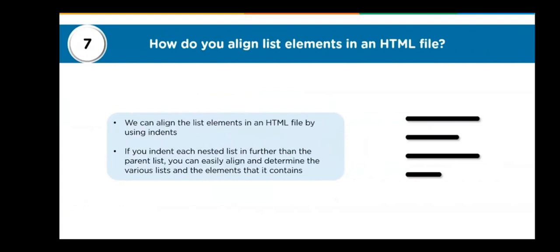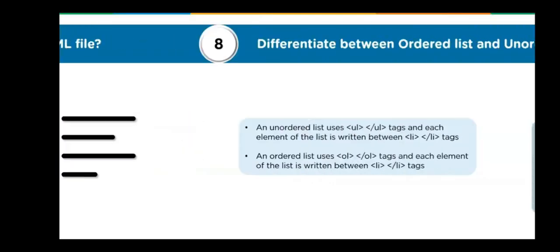Next we have our seventh question. How do you align a list of elements in an HTML file? We can align the list elements in an HTML file by using indents. If you indent each nested list further than the parent list, then you can easily align and determine the various lists and the elements that they contain. Now we have our eighth question.